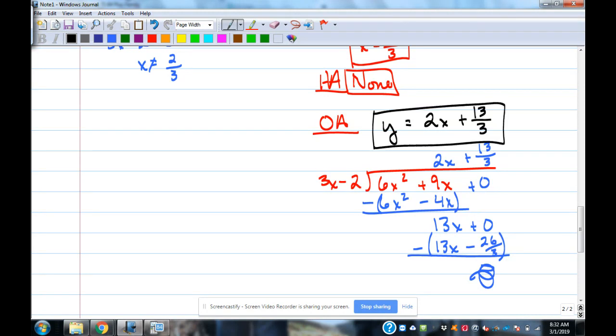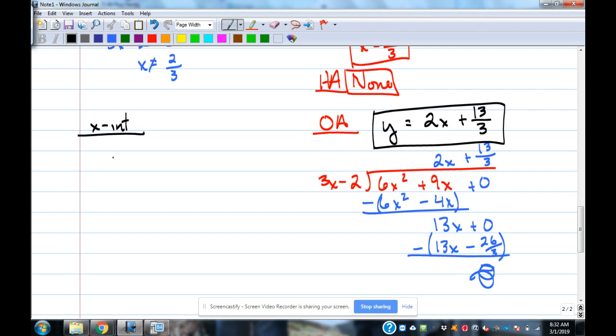Okay. Now, the next thing that I want to find are my intercepts. So I've got the domain, I've got my vertical asymptotes, horizontal and oblique asymptotes. Then let's find the intercepts. So to find the x-intercepts, what do we do?